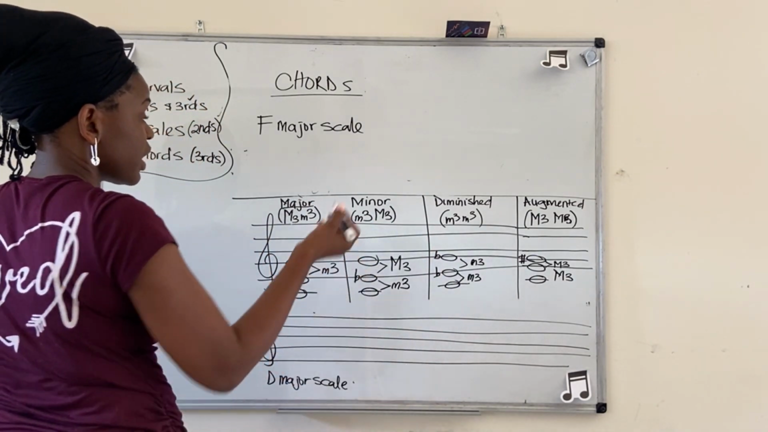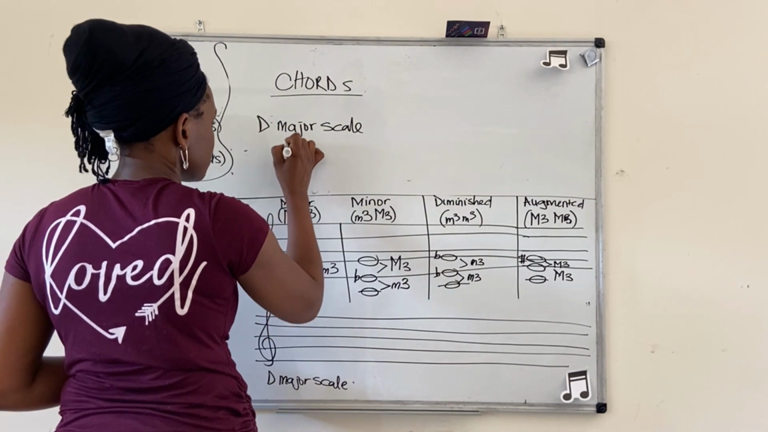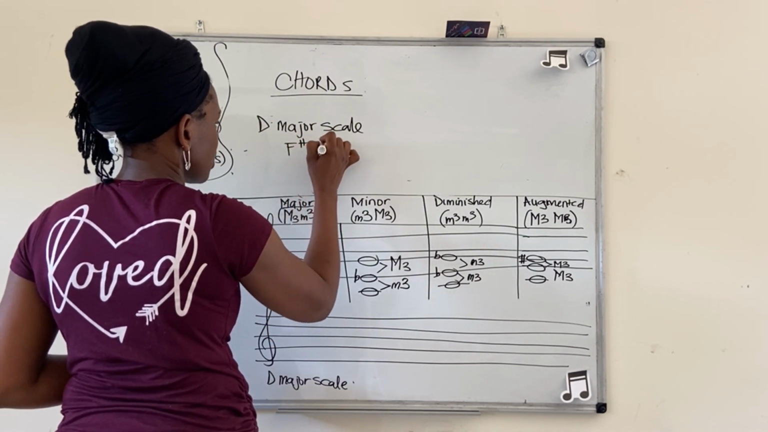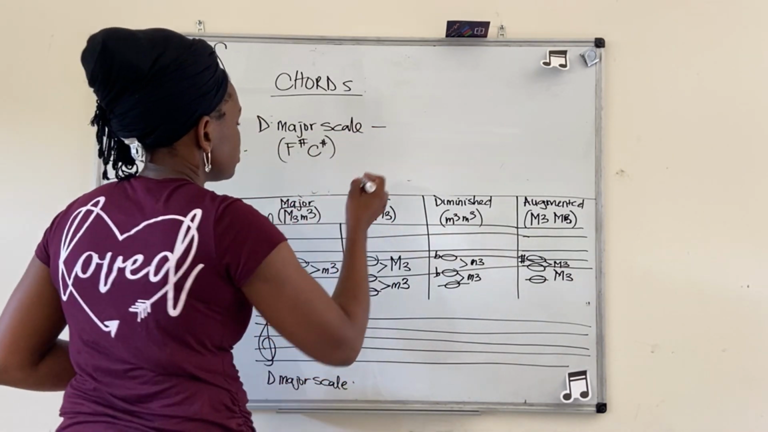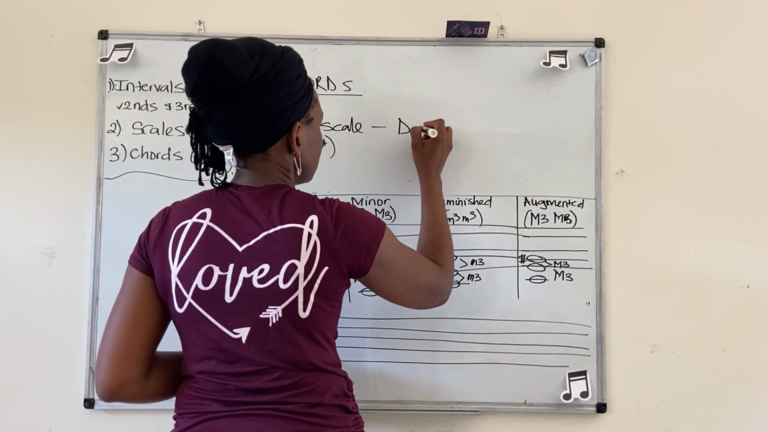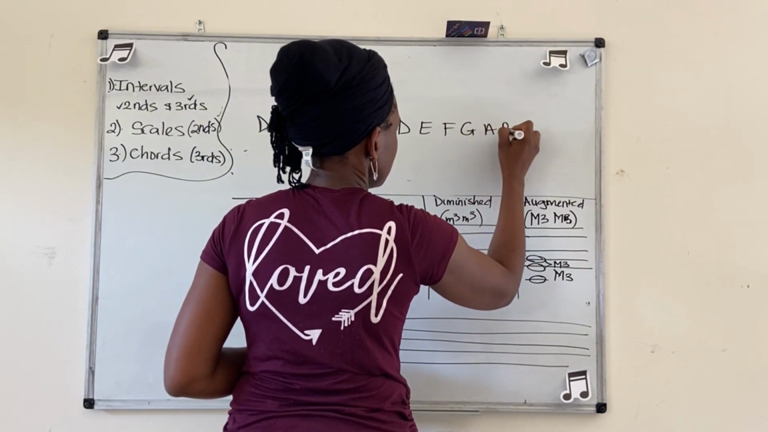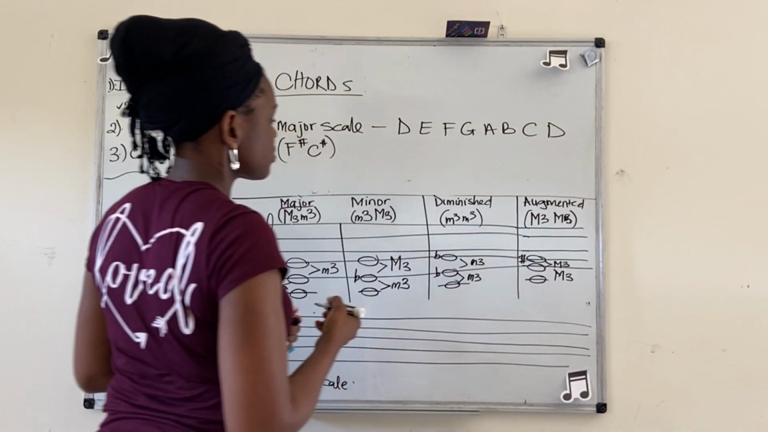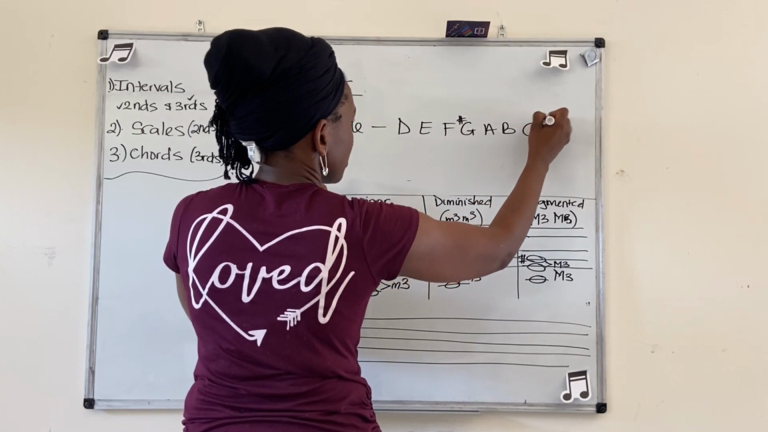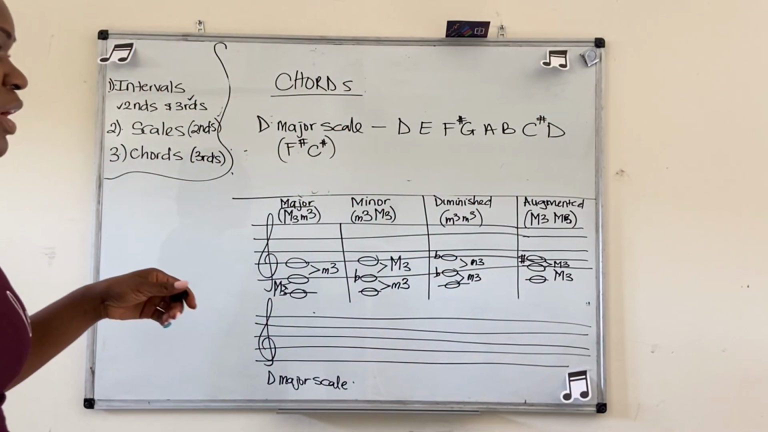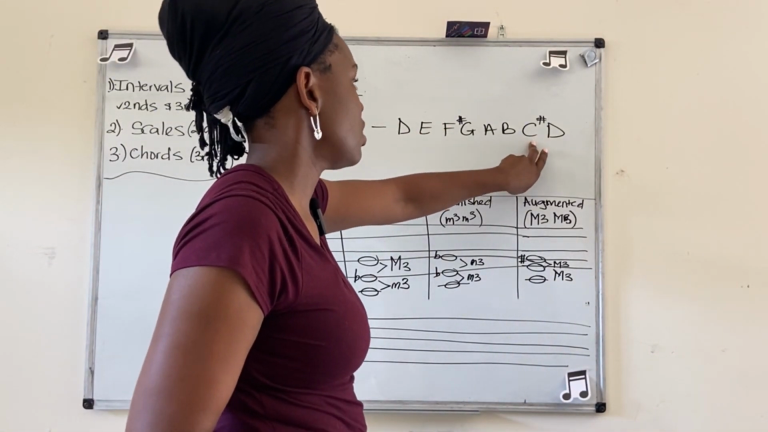I said that the D major scale has 2 sharps, the F sharp and the C sharp. And this is how it looks. You're going to play a D, an E, F, G, A, B, C, D. And we have the sharps, F sharp and the C sharp. So if you want to have the major scale of do, re, mi, fa, sol, la, ti, do, instead of playing F, you're going to play F sharp. And instead of playing C, you're going to play C sharp.